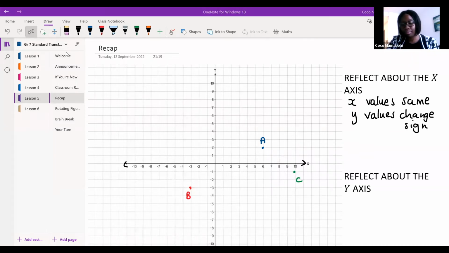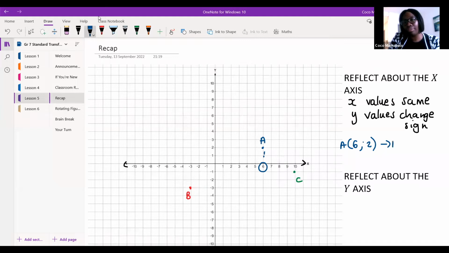Yes, Buche. Oh, ma'am, I just wanted to ask. So the only thing that changes, when we reflect it, is it only the letter that changes? It's not going to be the letter. So can you give me the coordinates of A? Let's have a look. A is going to be? It's 6 and 2. And 2, good.